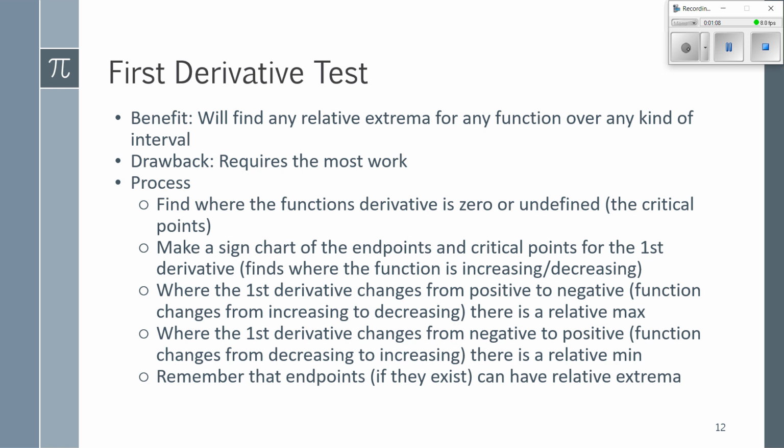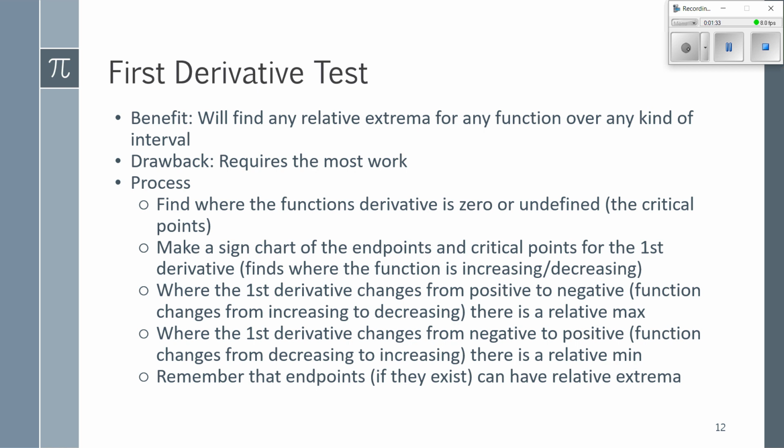Drawback, it requires the most work. And that's kind of how this works with these different tests. The faster the test is and the less work it requires, the more scenarios where that test won't work. The more stringent the test is in catching every extreme value, the more work it's going to require.